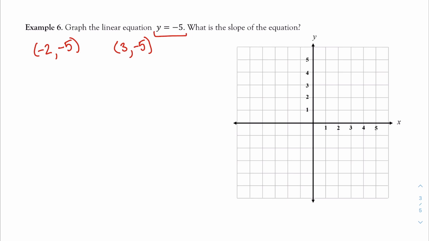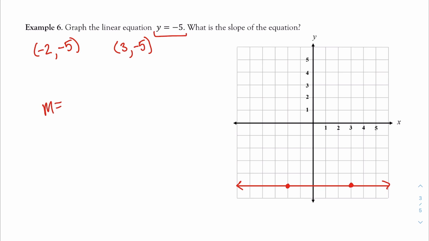We have (negative 2, negative 5), so that's 2 to the left, and then 5 units down, 1, 2, 3, 4, 5. And then I have (3, negative 5). Well, if I look at (3, negative 5), that's 3 to the right, and then 5 down. So once again, I connect the dots, and I notice once again, I have a flat line. And this isn't a coincidence. I know what the slope of a flat line is. The slope of a flat line should be 0.